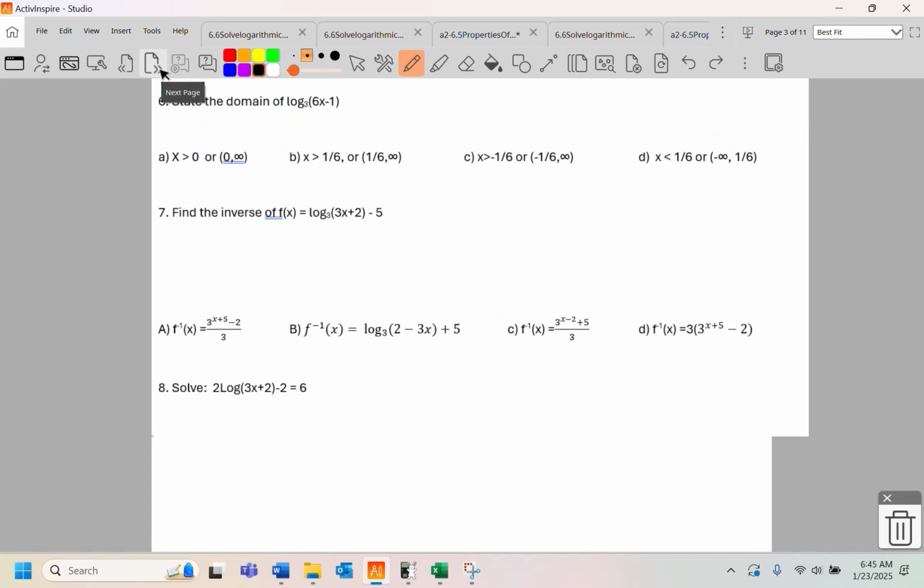State the domain. So for a logarithm of argument A, the argument must be bigger than 0. So 6x minus 1 is greater than 0. You add 1, 6x is greater than 1. And then you divide by 6. X is greater than a sixth. And the only one that's saying that is choice B. Everything else has got signs wrong or something else wrong.